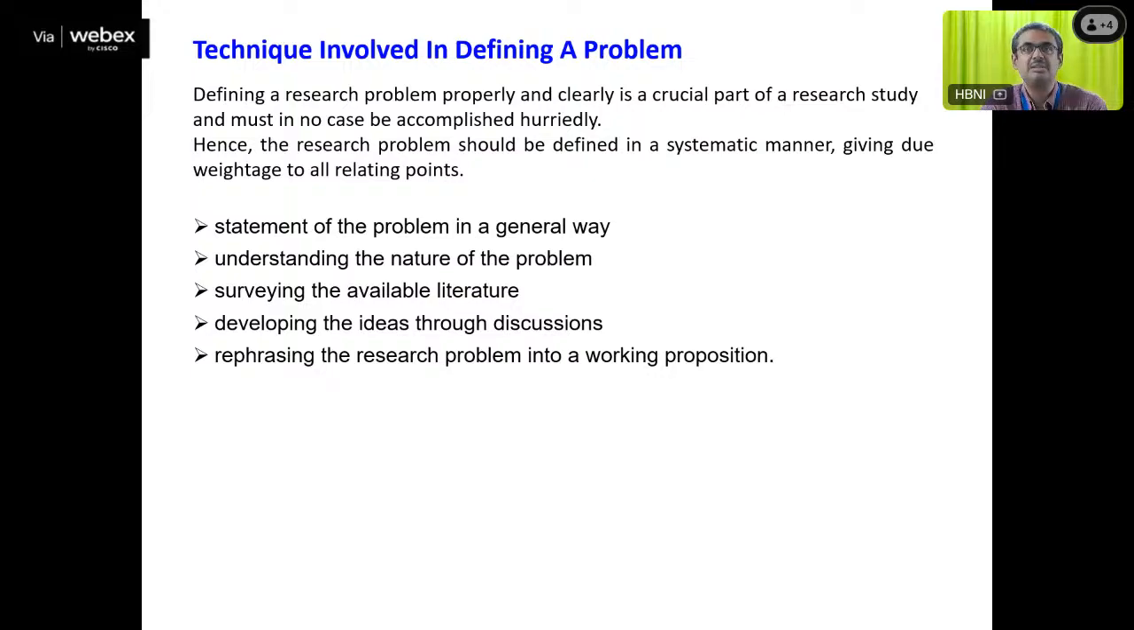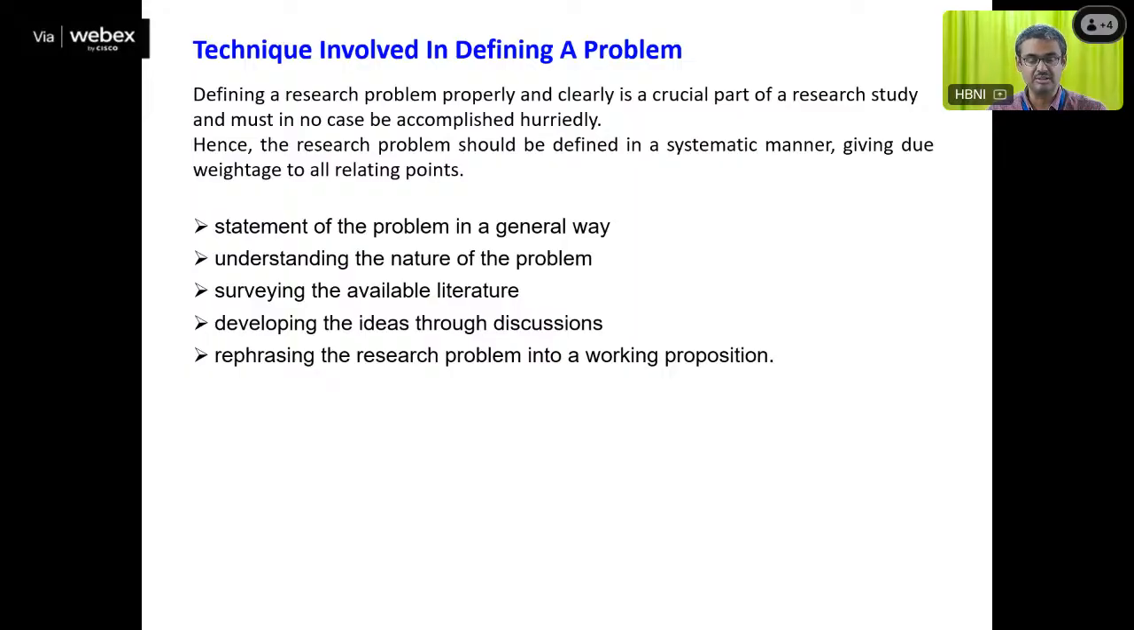Hence, the research problem should be defined in a systematic manner, giving due weightage to all related points. What are those? Statement of the problem in a general way, understanding the nature of the problem, surveying the available literature, developing the ideas through discussion, rephrasing the research problem into a working conclusion. I think we have already done this, and we have done this in detail.